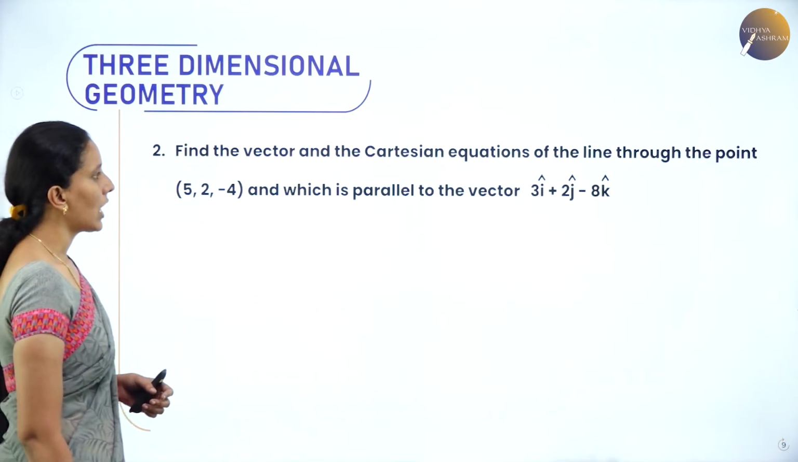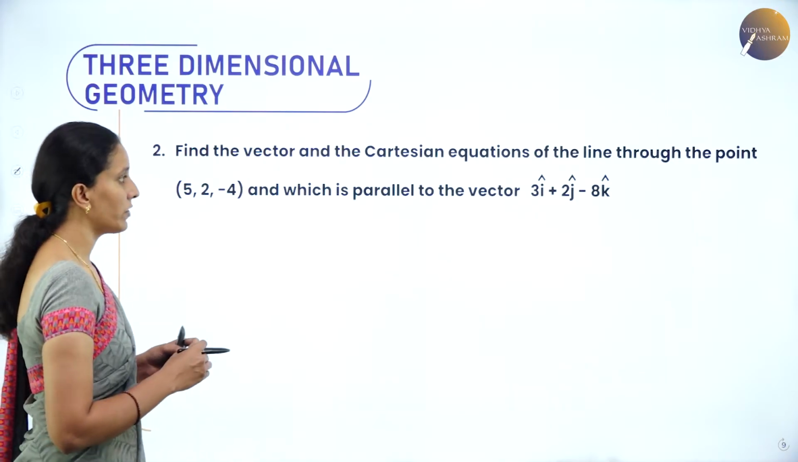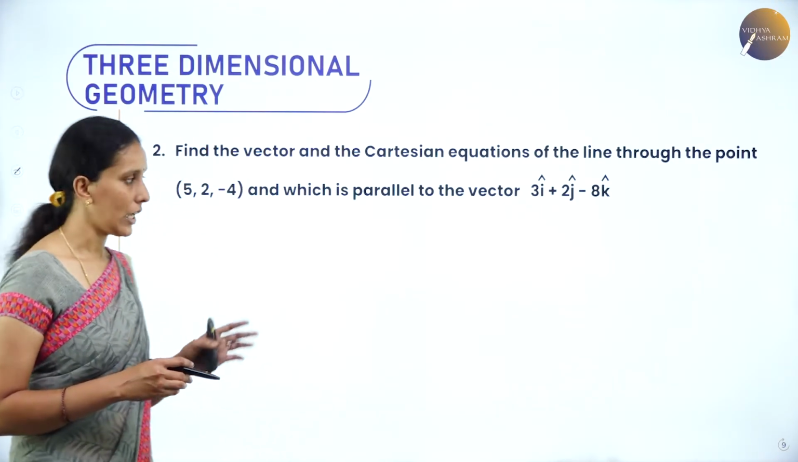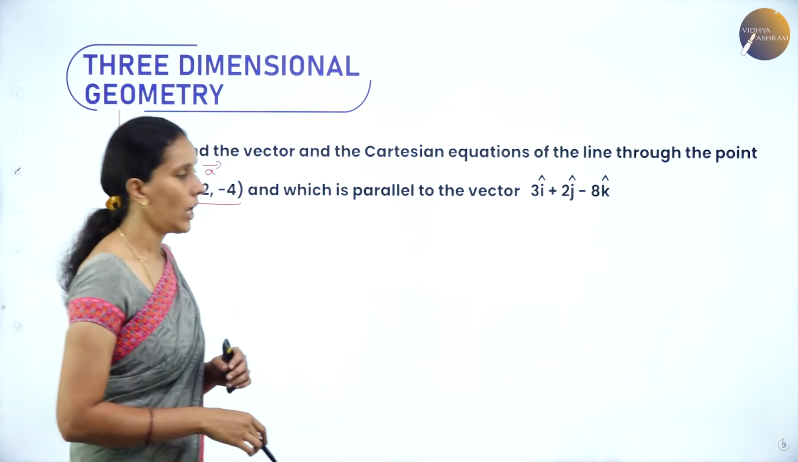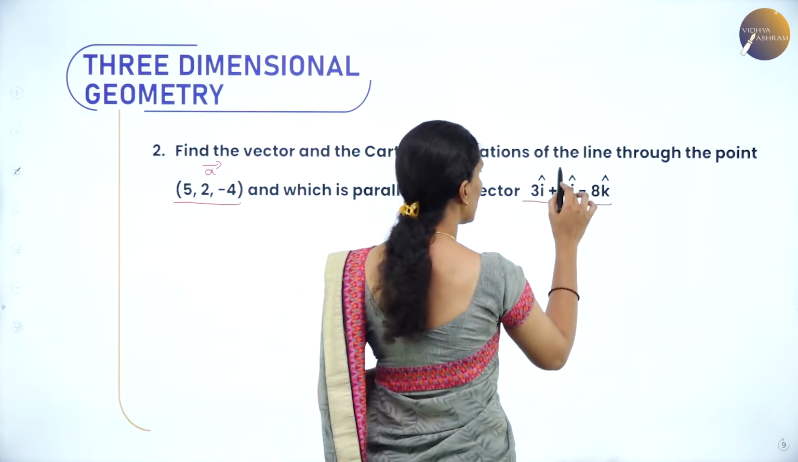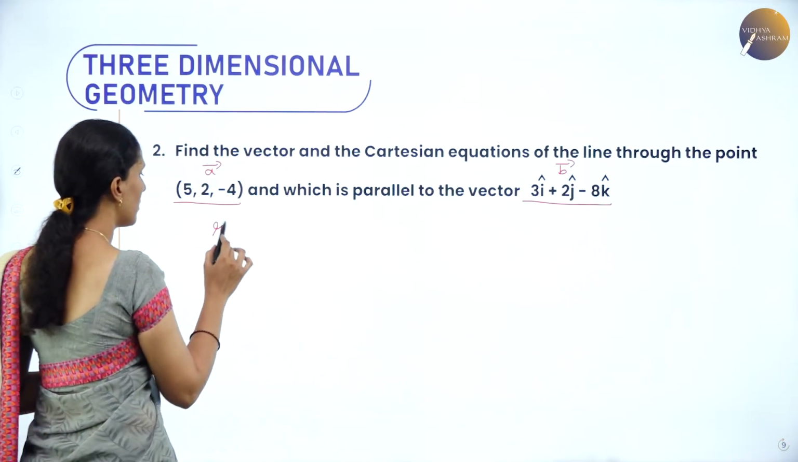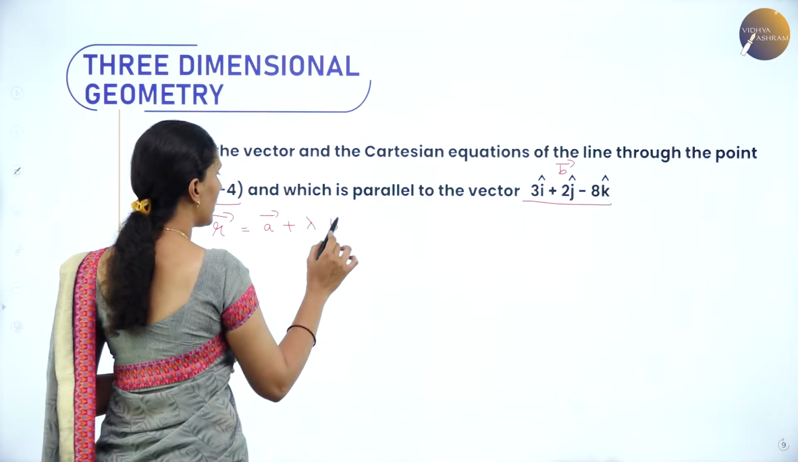Find the vector and the Cartesian equation of the line through the point 5, 2, minus 4 and which is parallel to the vector 3i plus 2j minus 8k. So here vector A is given. The point is nothing but vector A, and the parallel vector, that is vector B, is given. So we know that vector R is equal to vector A plus lambda into vector B.